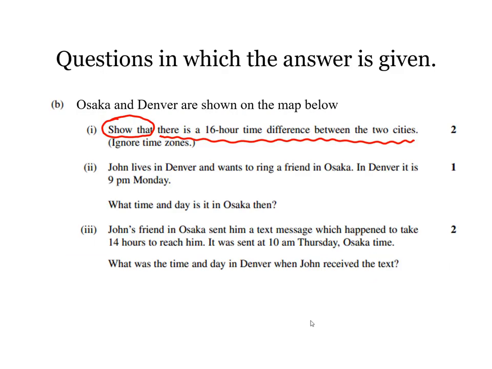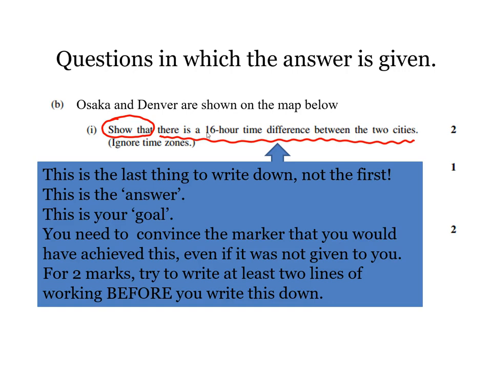Quite often in HSC questions, you get something that you don't see in your textbook very often. The answer to the question is actually in the question. There it is, 16 hours. That's the answer. That's your goal. That's your target. So that should be the last thing you write down, not the first. And what you need to do to score 2 marks, you need to convince the marker that you would have got that answer, 16, even if it wasn't part of the question.